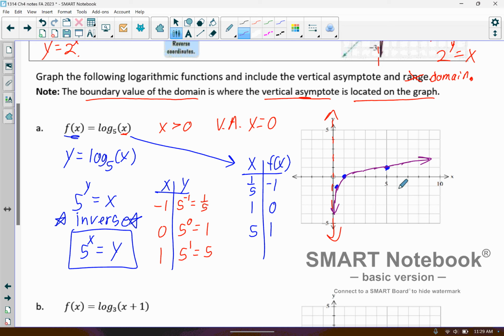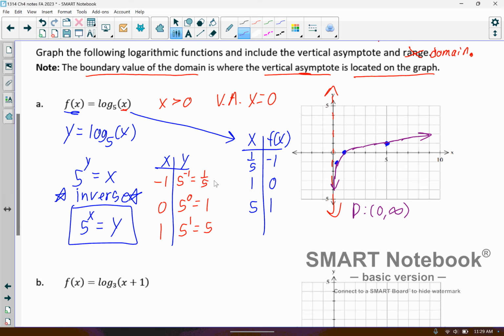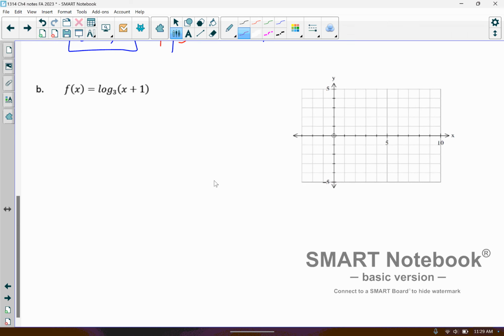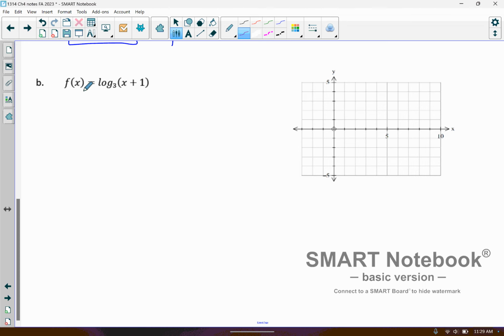And that's it. And so my domain on this one is going to be from 0 to infinity. All right, let's move on to the next one. So here, once again, let's find the domain real quick. We'll take x plus 1 needs to be greater than 0. We'll subtract 1 from both sides, and so I get x is greater than negative 1. And so that is where my vertical asymptote is going to be located, at x equals negative 1.